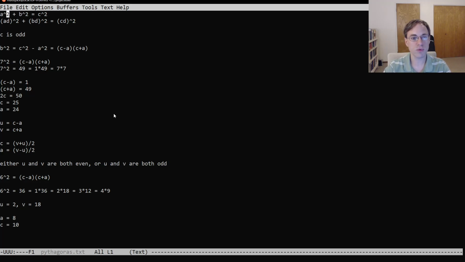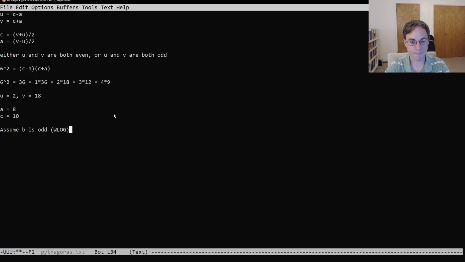we can assume that b is the odd one and a is the even one, because we know that one of them is even and the other one is odd. And so we can just assume that b is the odd one, which fixes our problem of generating factor pairs where one is even and one is odd. So now we can say, assume b is odd. And that's without loss of generality, which is the acronym that I'm using there.